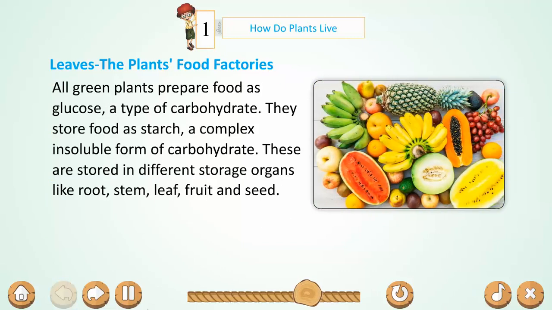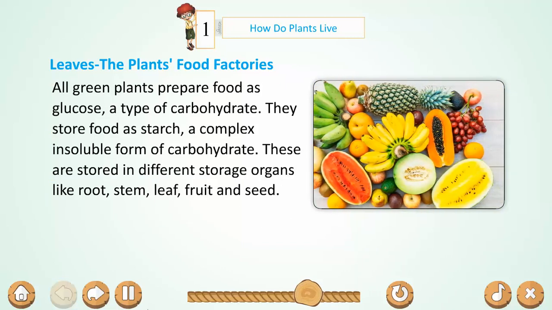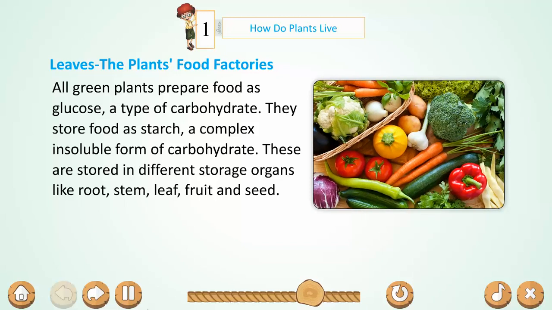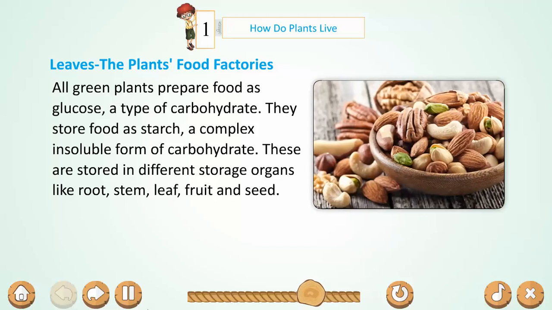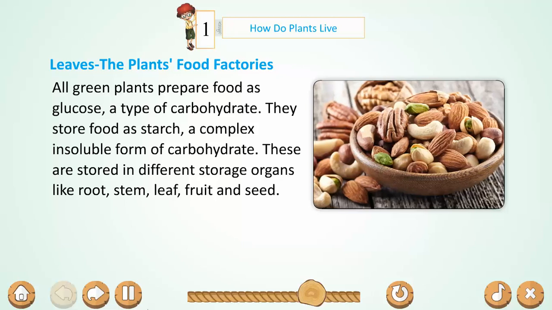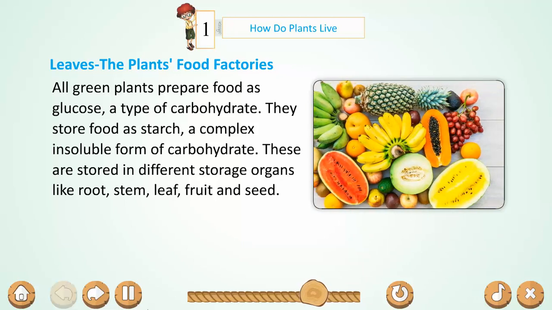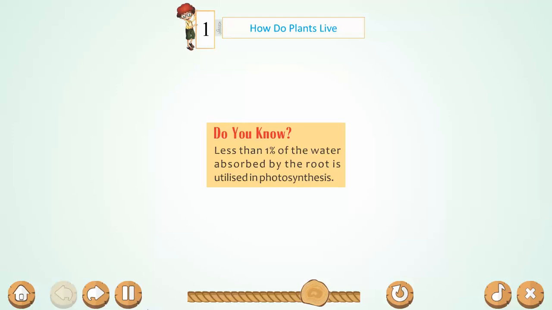All green plants prepare food as glucose, a type of carbohydrate. They store food such as starch, a complex insoluble form of carbohydrate. These are stored in different storage organs like root, stem, leaf, fruit and seeds. Do you know? Less than 1% of water absorbed by the root is utilized in photosynthesis.